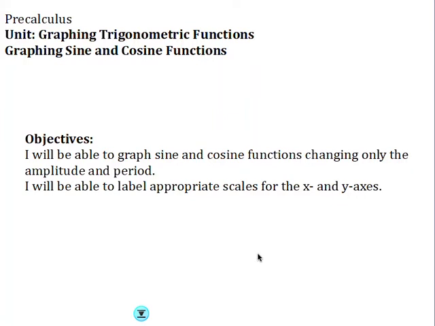Today we are going to be talking about graphing sine and cosine functions. By the end of this video, you should be able to graph sine and cosine functions, changing only the amplitude and period, and you should be able to label the appropriate scales for the x and y axis.